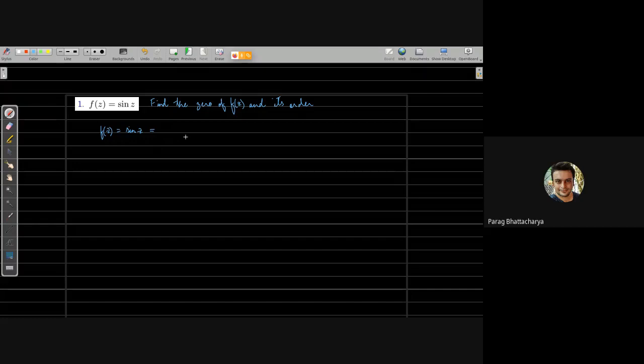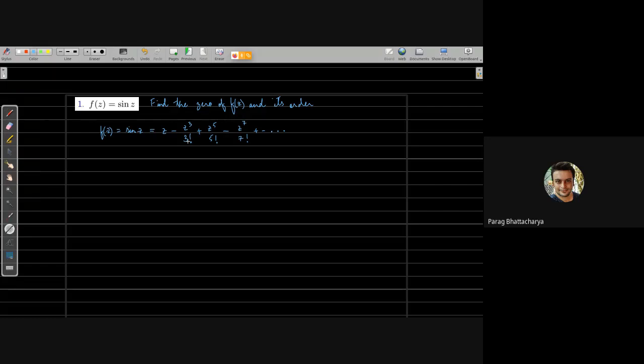Taylor series expansion of sine z. z, what will be the next term? Minus z cubed by 3 factorial. Next we'll have a plus, alternating plus or minus signs, z to the power 5 by 5 factorial. Then next again a minus sign, z to the power, because odd power, 7 by 7 factorial, and so on, right?